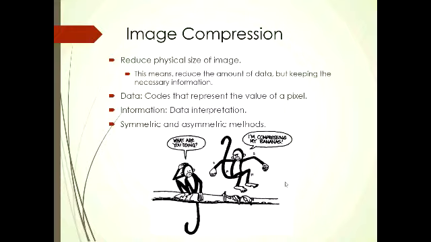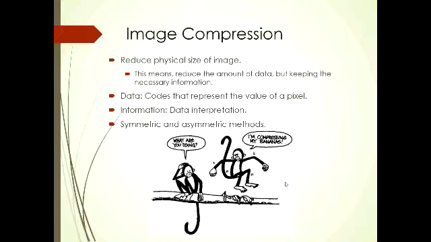For example, if the size of our picture is 100 kilobytes, we can compress that size to get 80 kilobytes, for example. And we need two things. First, we need to know the data. The data are the codes that represent the value of a pixel. And the information. The information is the interpretation of this data.